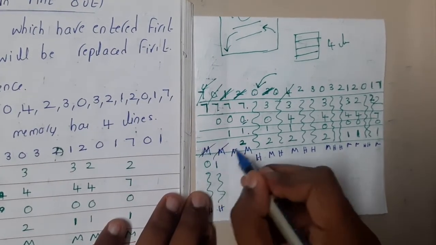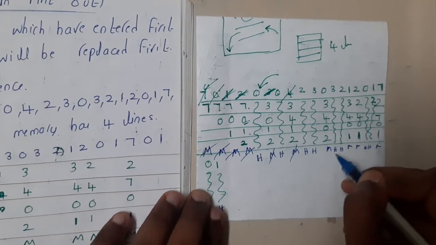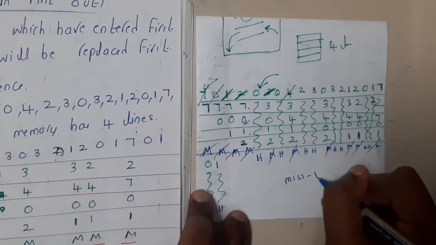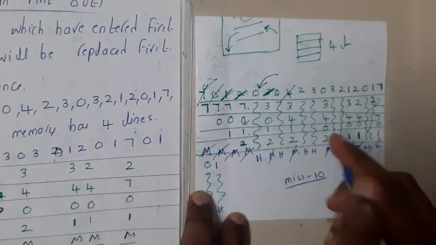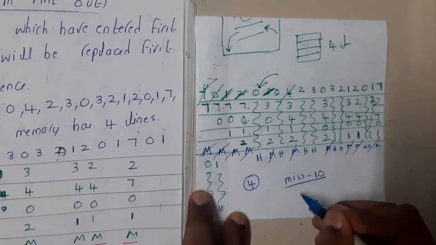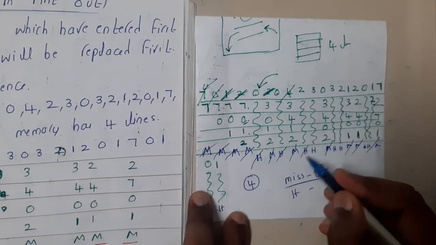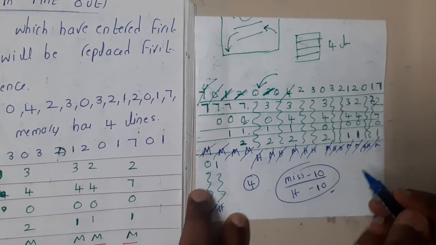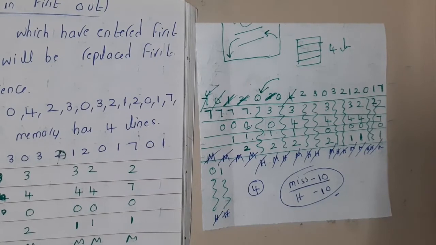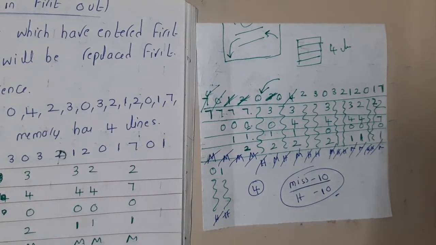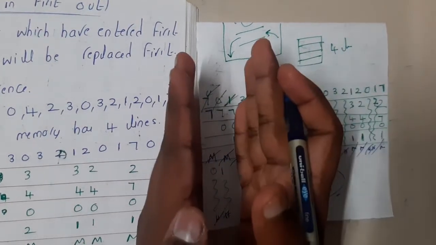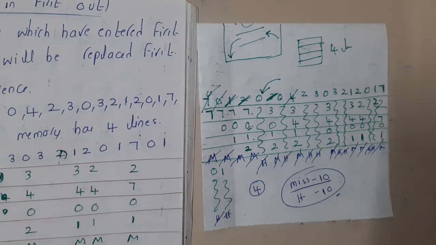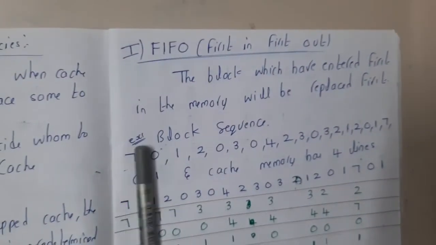So let us count: 1, 2, 3, 4, 5, 6, 7, 8, 9, 10. How many misses are there in total, guys? There are a total of 10 misses for our given string when we used 4 cache lines. Similarly, how many hits are there? 1, 2, 3, 4, 5, 6, 7, 8, 9, 10. So exactly 10 hits and 10 misses for our given question. This concept is nothing but first in, first out. Whoever comes inside first, push them out first whenever you want an empty slot.